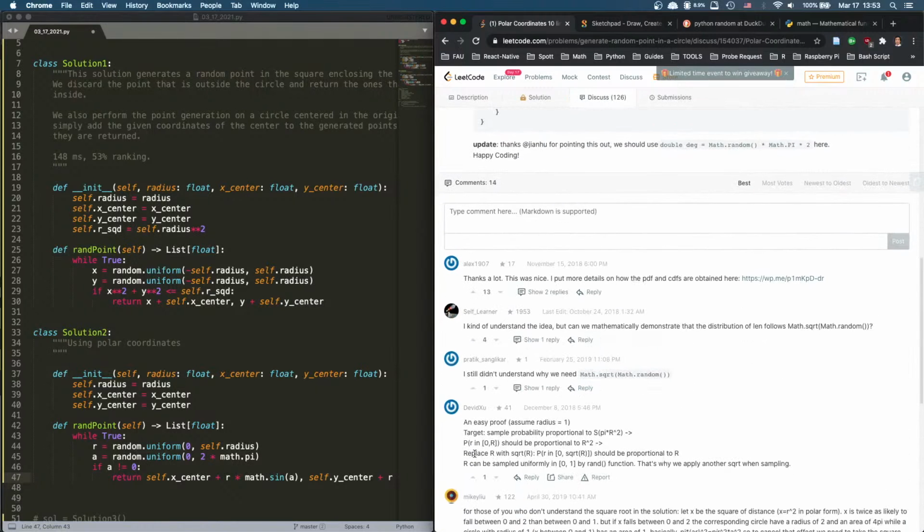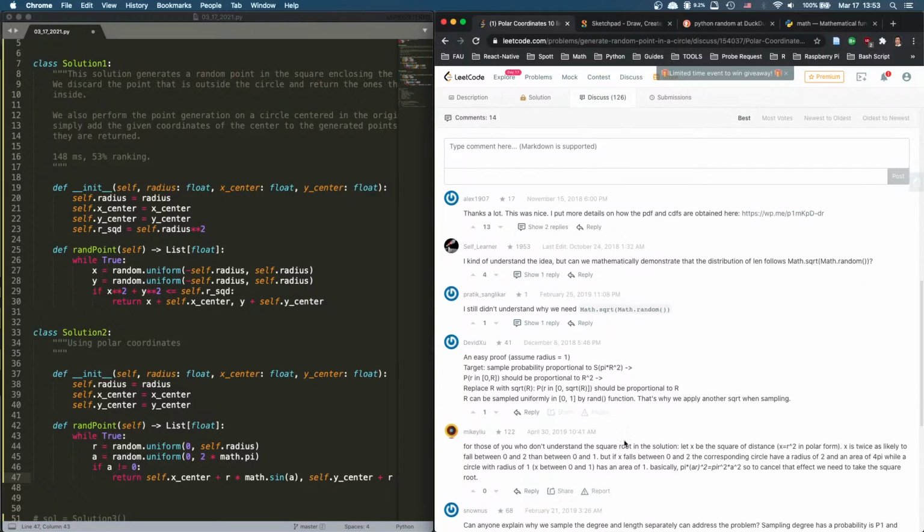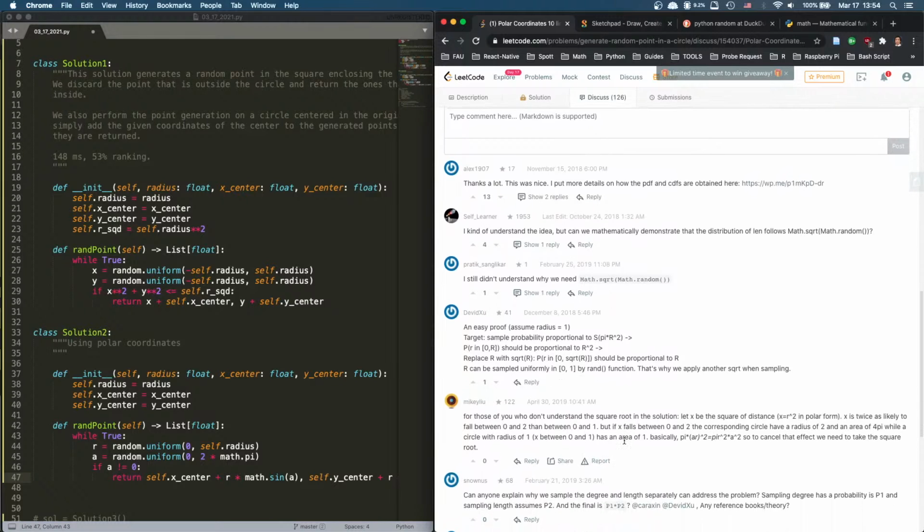Okay. R should be proportional to r squared. That's true. Replace r with SQRT. It should be proportional to r. R can be sampled by rand, and that's why we apply another SQRT when sampling. Be the square.